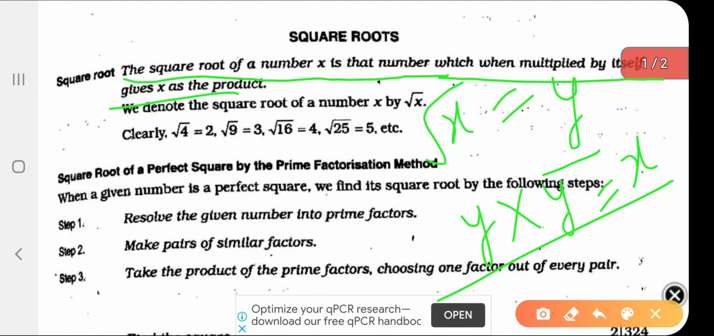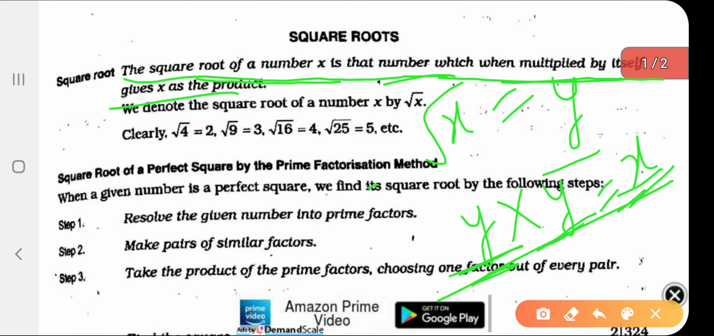Square root of a number x is that number which when multiplied by itself gives x as the product. Okay, this is very simple. Let's see the examples.